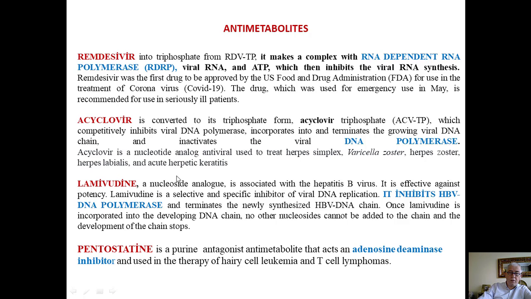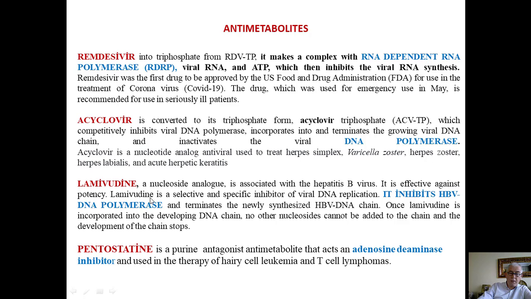Acyclovir, also a purine analog, is converted to the triphosphate form, acyclovir triphosphate, and inhibits viral DNA polymerase, is incorporated into the DNA, terminates the growing viral DNA chain, and inactivates the viral DNA polymerase. Acyclovir is a nucleotide analog antiviral used to treat herpes simplex, herpes zoster, and herpetic keratitis.